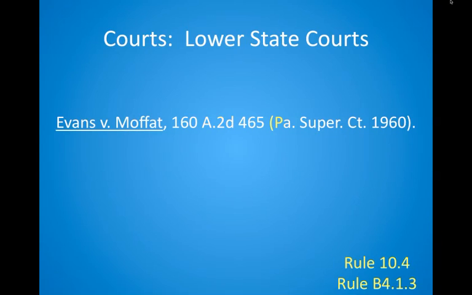Finally, note that there is no space between the open parentheses and the P in Pennsylvania. However, there is a space between the abbreviation for court and the date of decision. This concludes how to identify and cite a lower state court as the court of decision.